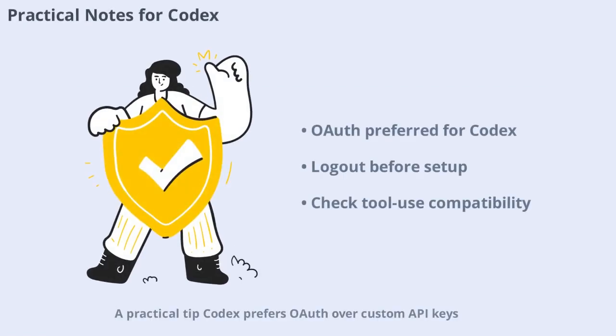A practical tip: Codex prefers OAuth over custom API keys, and it's recommended to run logout before configuring the Bifrost gateway with Codex. Also, ensure that any non-OpenAI models you use support the tool use features Codex expects. These small details help ensure a smooth experience when integrating Codex into your Bifrost workflow.